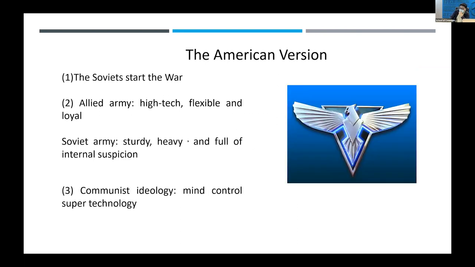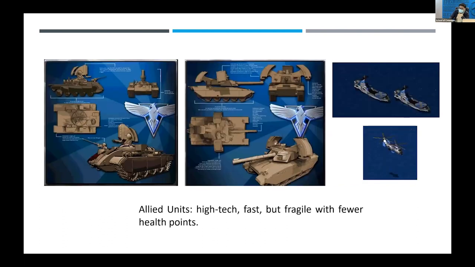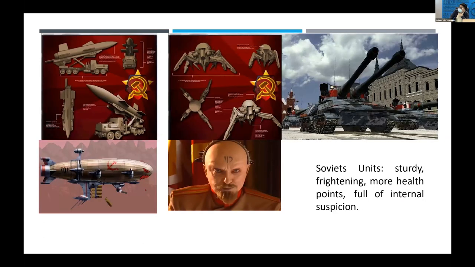So first we are going to look at the American version. In the American version, the Soviets start a war to invade the US, of course. The Allied units are portrayed as high-tech, fast, but fragile, with fewer health points. However, the Soviet units are sturdy and frightening in their art design, with more health points, and are full of internal suspicion in the storyline.